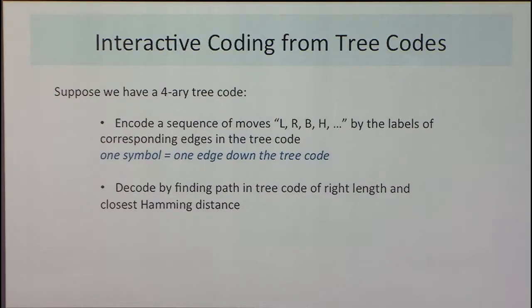Okay, so this is a brute force, inefficient decoding procedure as I've defined it, right? But this is the criterion for decoding. I find the path of the right length that has the closest Hamming distance.